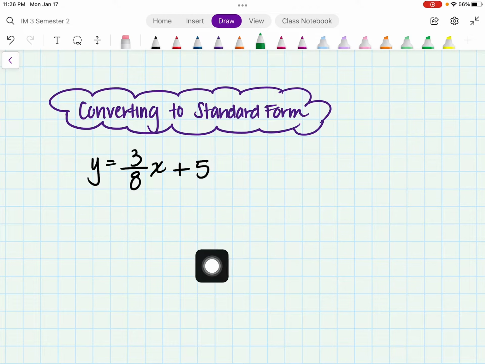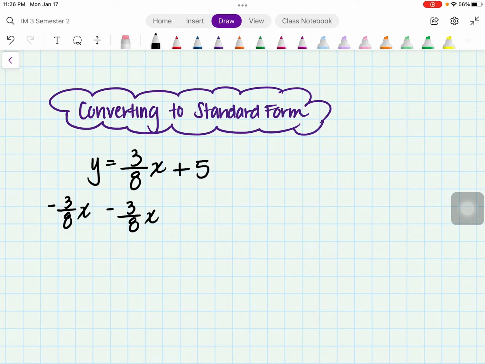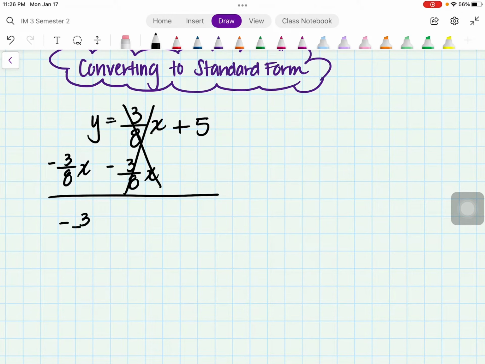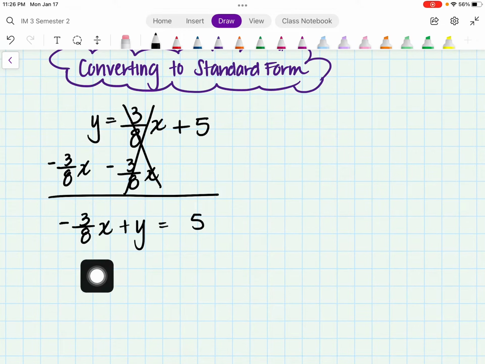Now let's take a look at this next one, which is converting to standard form. If you prefer working with equations in standard form, I want to rewrite the slope-intercept form in standard form. Standard form has both x and y on the same side. So I'm going to move this term by subtracting 3 over 8 x on both sides. That cancels the one on the right-hand side, leaving me with negative 3 over 8 x plus y equal to 5.